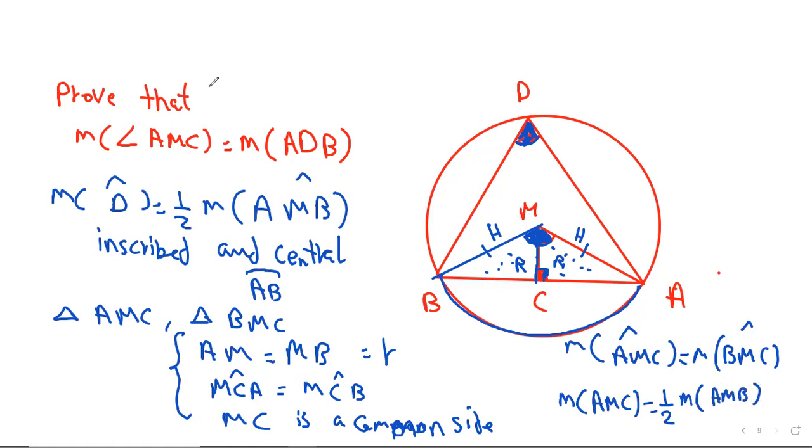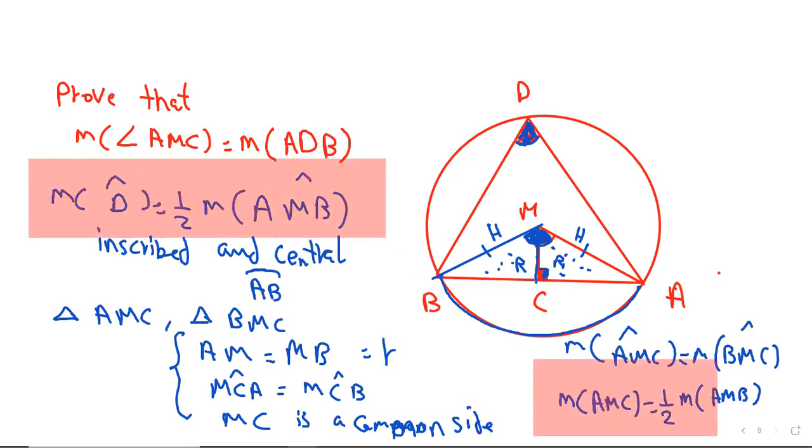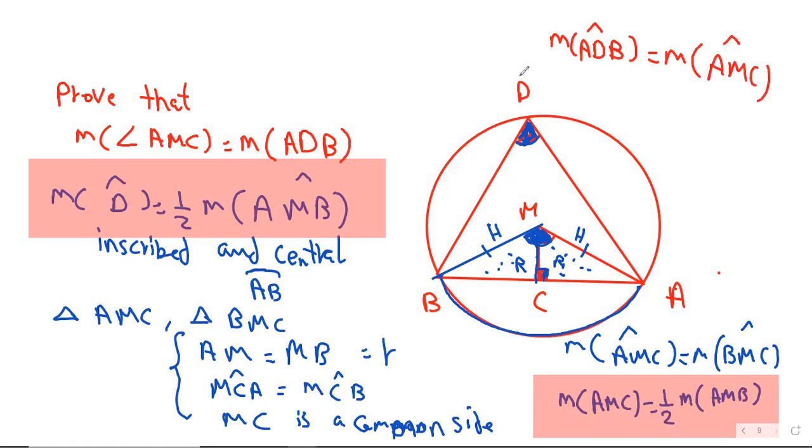Just to focus on this one here: measure of angle D equals half of AMB, and the measure of angle AMC equals half of AMB. Let's call them 1 and 2. From 1 and 2, we deduce that measure of angle D, which we can say is ADB, equals measure of angle AMC. Let's go to the next example.